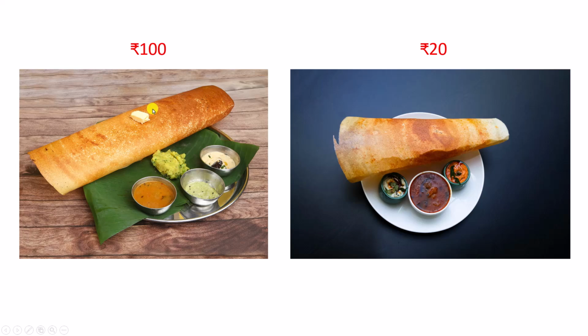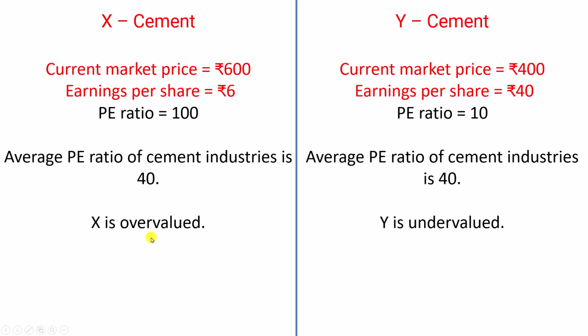So, what I am trying to say is, just because this dosa costs 100 rupees, it doesn't mean that it is good. It doesn't mean it is bad either. Similarly, just because this dosa costs 20 rupees, it doesn't mean it is bad. It doesn't mean it is good too. In the same way, when we say X is overvalued, Y is undervalued, it doesn't mean this is good or bad. It just means that people are willing to pay 100 rupees here to earn 1 rupee because people believe in this company.